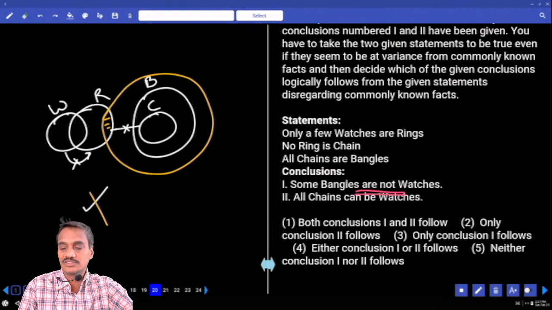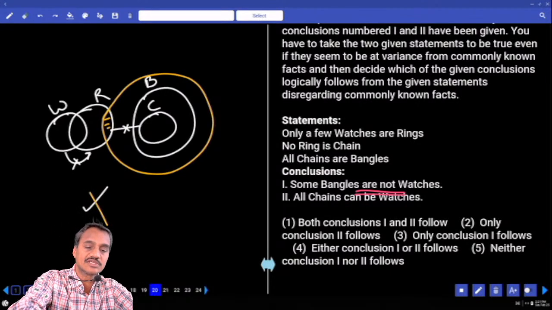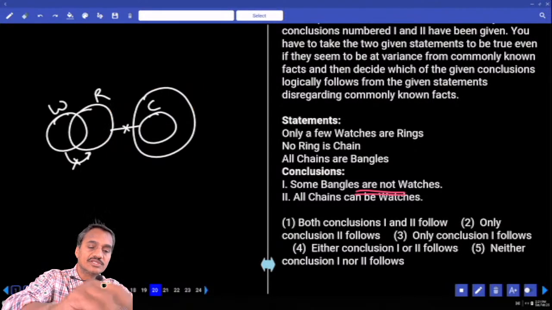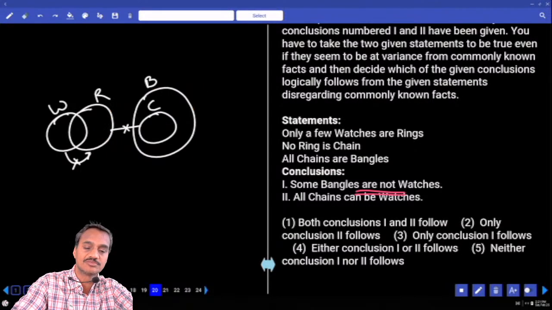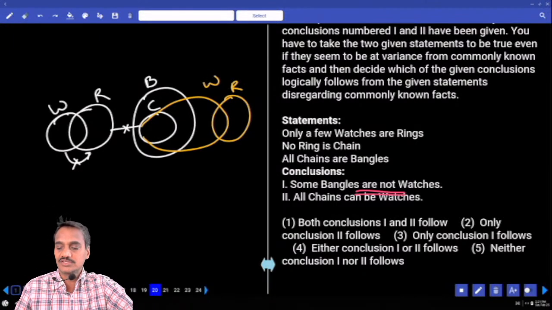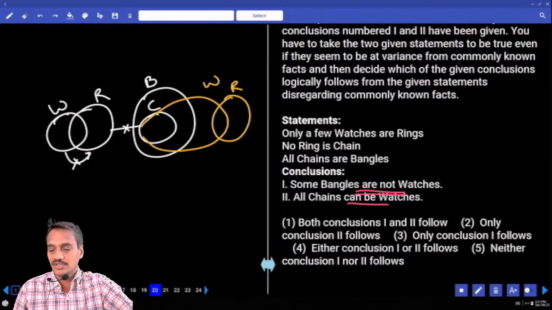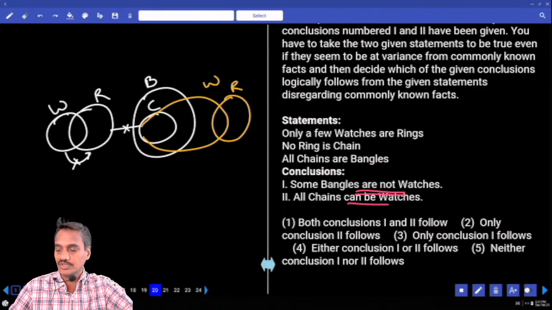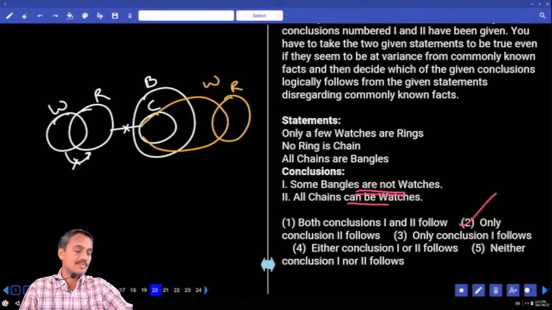Then next one, all chains can be watches. It says chains and watches can be the same. How should the diagram be for chains and watches to be the same? This entire chain must be part of this watch. How should the watch be? Along with the watch, can the ring be drawn? Yes, it can be drawn. Hence, it is possible or not possible. Hence only one, only two, that is choice 2, question number 20.